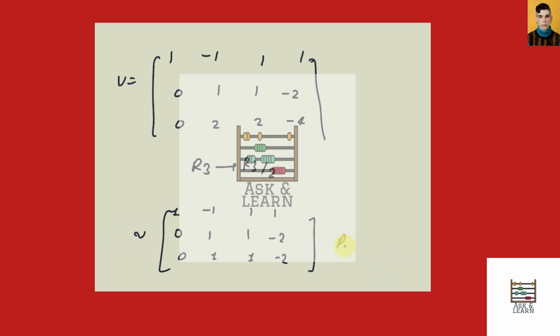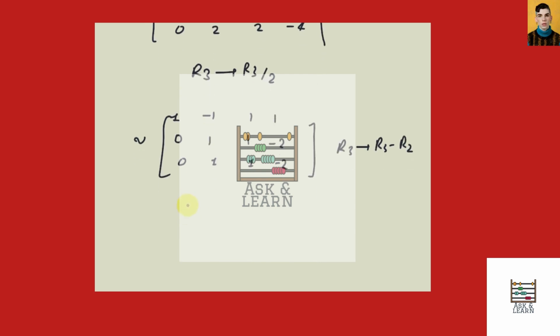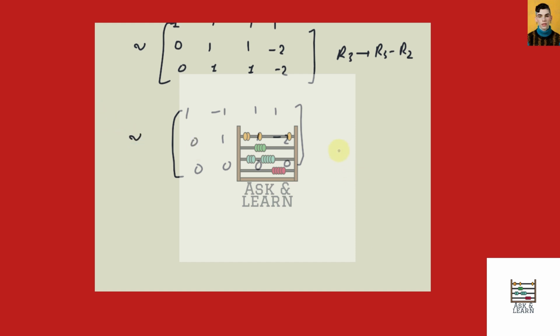Now apply R3 is R3 minus R2. Then we get 1, -1, 1, 1; 0, 1, 1, -2; 0, 0, 0, 0. Now apply R1 is R1 plus R2. Then here we get 1, 0, 2, -1 in the first row, 0, 1, 1, -2 in the second row, and 0, 0, 0, 0 in the third.